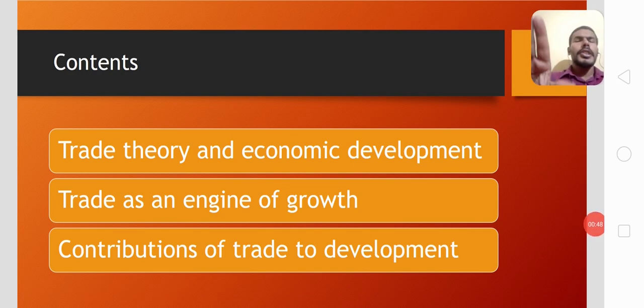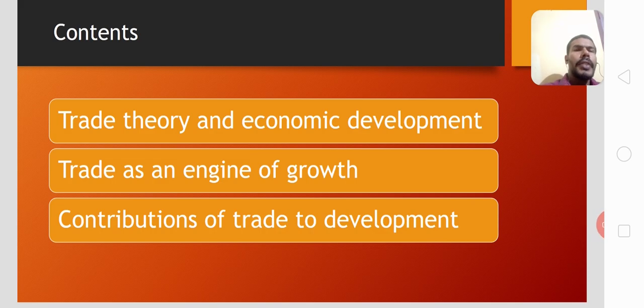I'm splitting this topic into three. First one is trade theory and economic development. Second one is trade as an engine of growth. Third one is contributions of trade to the development of nations. This is done in line with Dominick Salvatore, who did it in his book International Economics, Trade and Finance.